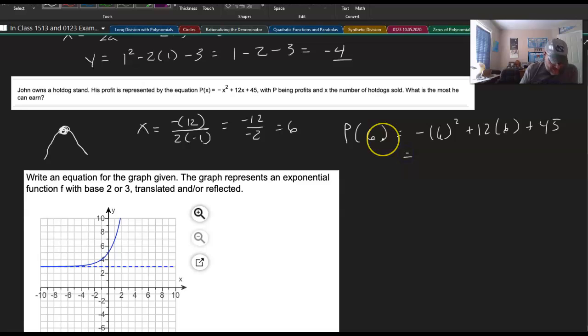All right, so the arithmetic of this is going to be -36 plus 72 plus 45, so we get 81. So the biggest amount of profit is going to be $81.